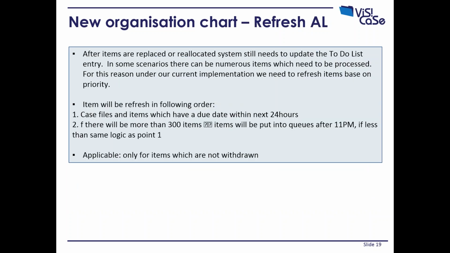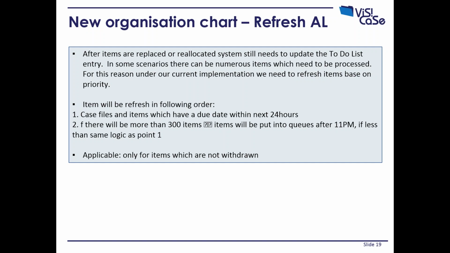And lastly, with all these changes, after items are replaced or reallocated within the system, it still needs to update the to-do list. It doesn't do it automatically. Some buttons may be missing, as you previously may have noticed. So the items are refreshed in the following order. Any case files or items, in this case actions, quick charges, house shifts, incident reports, that have a due date within the next 24 hours, those will automatically be transferred across immediately.